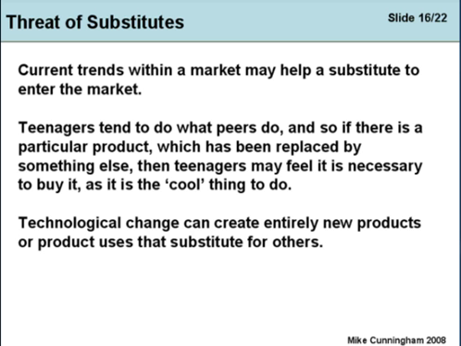Technological change can create entirely new products or product uses that substitute for others. As technology changes, we do see products metamorphosing into something else, into different products. We've seen fairly big and substantial laptops becoming smaller and smaller. Now we've netbooks, which are dedicated just to surfing the net. So there seem to be niche developments. Products are developed according to perceived niches.